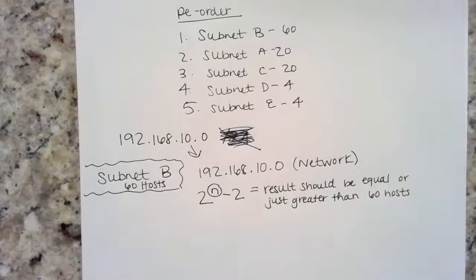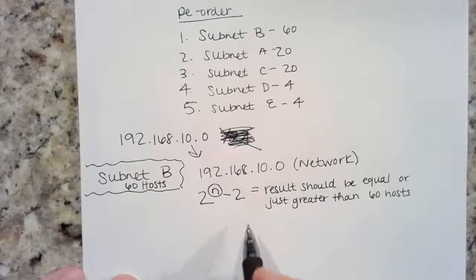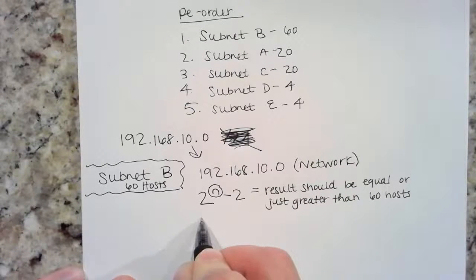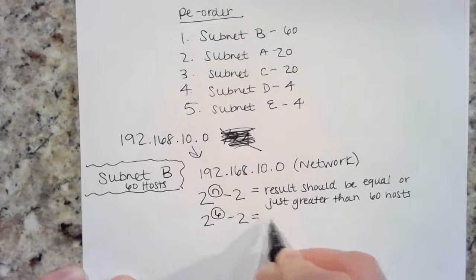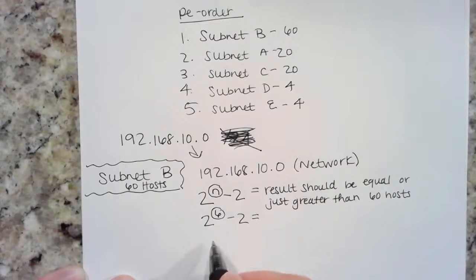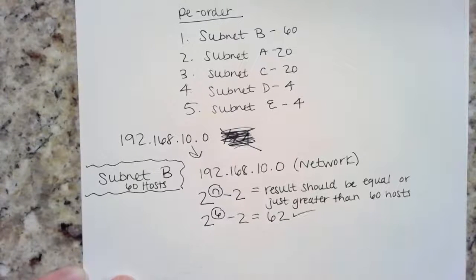Now, obviously 2 to the 7 would be 128, minus 2 would be 126, but that's way too much over. We want to go just slightly greater than or right on the number. So 2 to the 6, minus 2, that would be 64 minus 2 equals 62. So that's just greater than the amount of hosts that we need. All right, so we're going to roll with that.